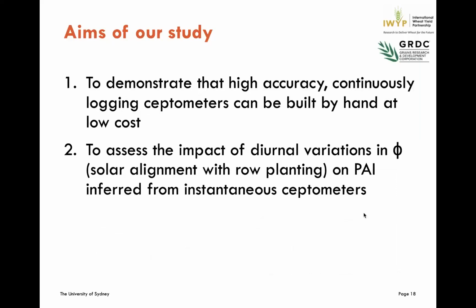The aims of this study were twofold. We first wanted to demonstrate that we could build high accuracy, continuously logging ceptometers that we could just put out into the field for whole days or whole seasons, as I just showed in that last graph. And also to assess the impact of diurnal variations in the solar alignment with row planting on estimates of plant area index estimated from instantaneous measurements of ceptometry.